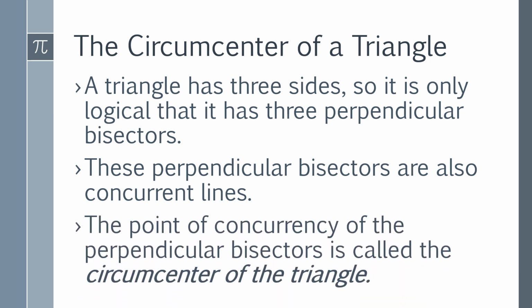So that point of concurrency of the perpendicular bisectors is called the circumcenter of the triangle.